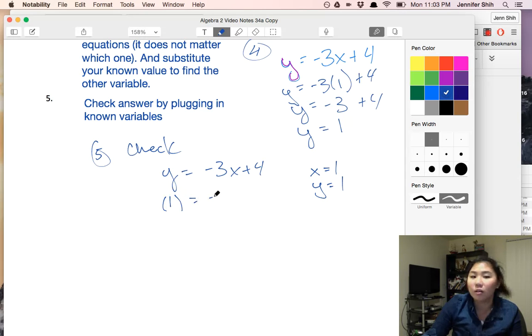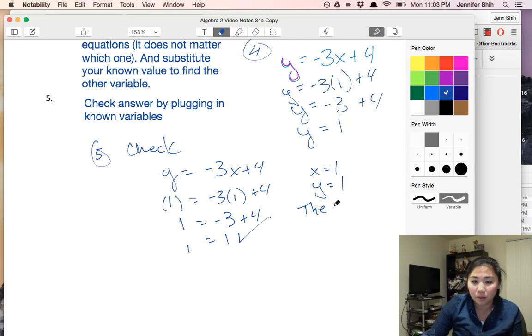Is 1 equal to negative 3 times 1 plus 4? Is 1 equal to negative 3 plus 4? Is 1 equal to 1? Yes. So this is one way you can write your solution. The other way is to write the solution as 1, 1. That's an xy coordinate, 1, 1.